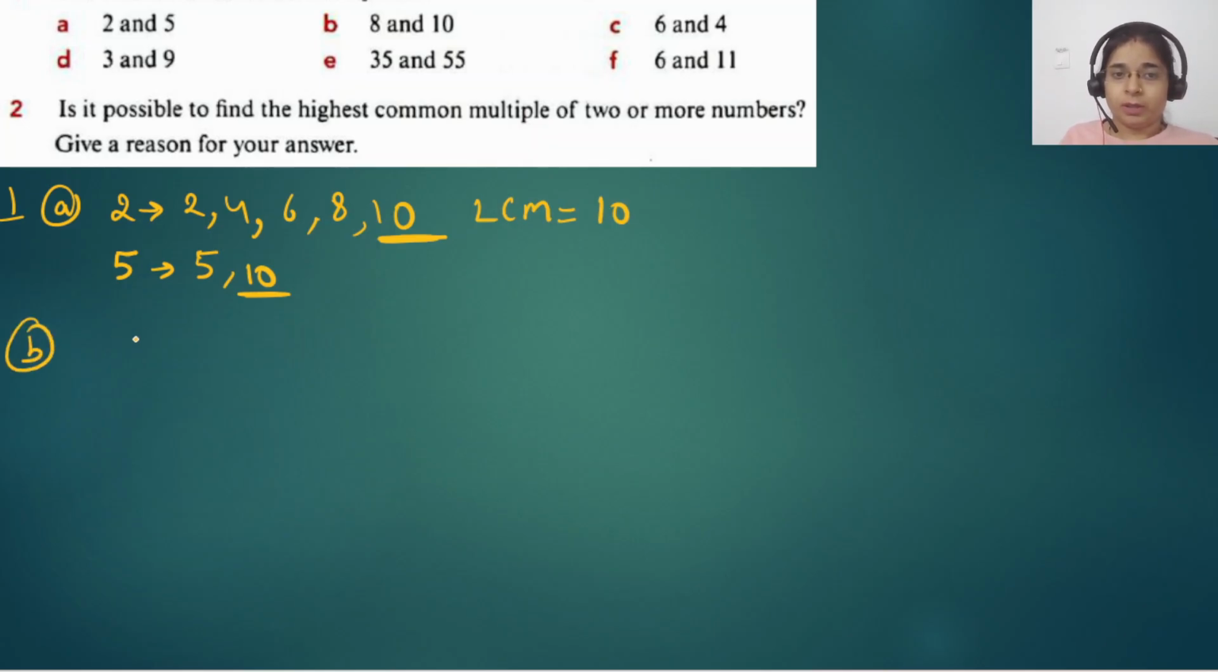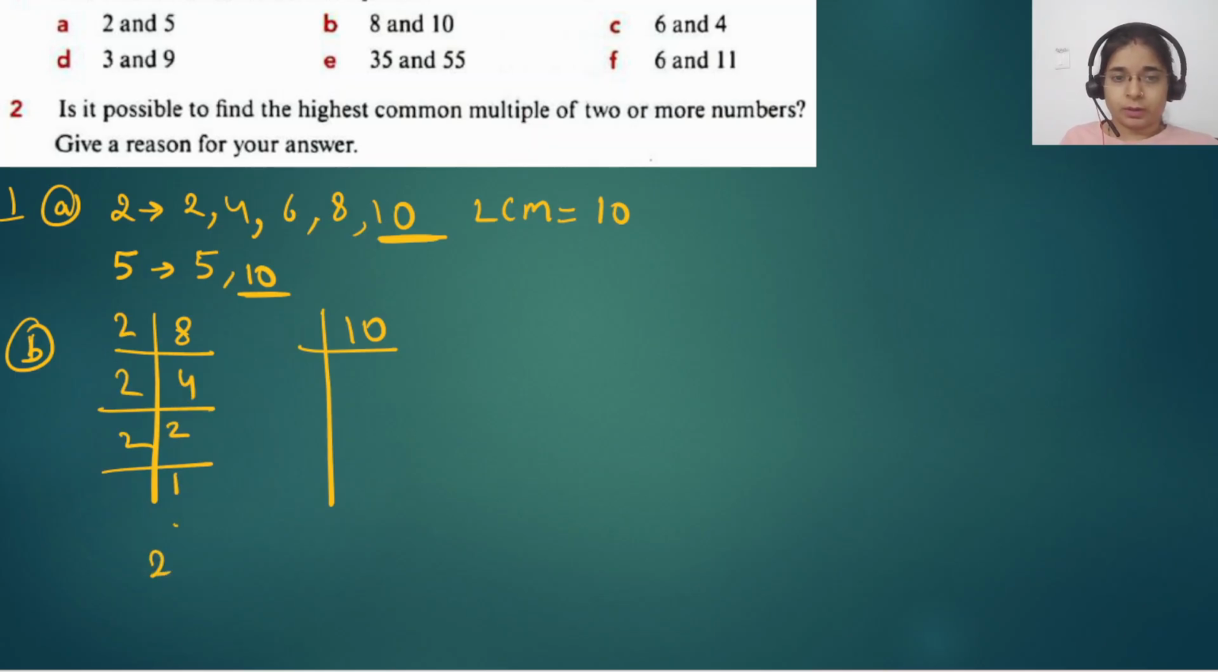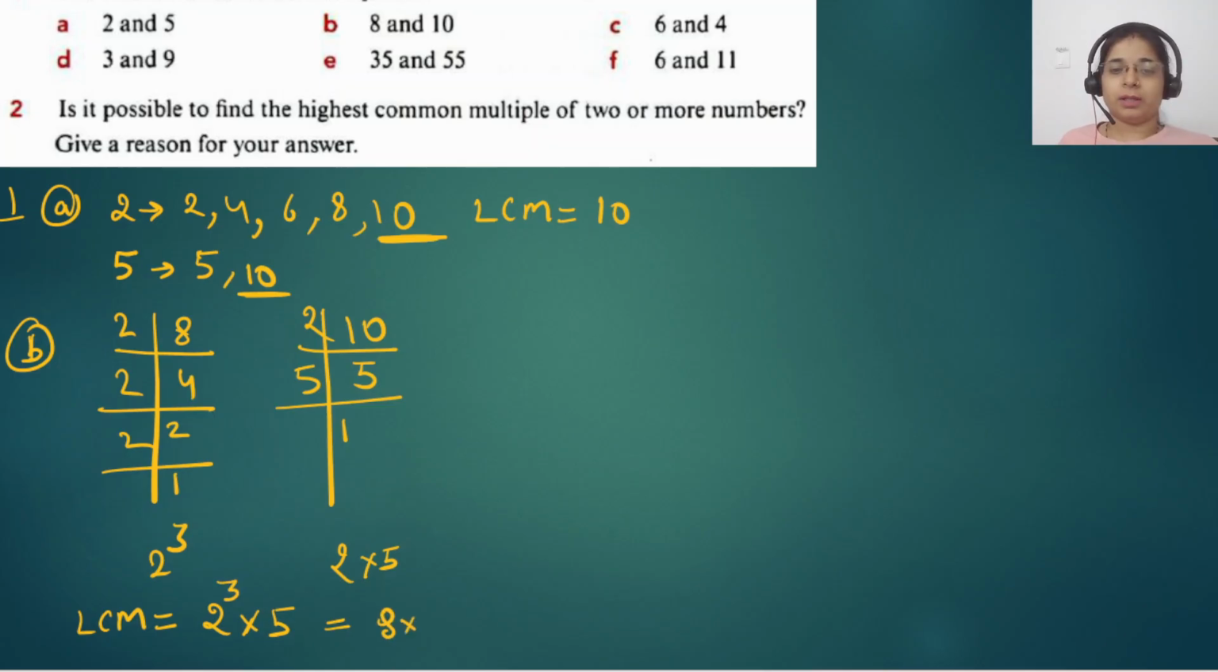Okay. Now move to B. Now I'm going to do it with the prime factorization method. I'll do the prime factorization of 8 and then 10. 2 fours are 8, 2 twos are 4, so that is 2 to the power 3, and this is 2 fives are 10, and 5 ones are 5, so that is 2 times 5. So for the LCM of this one, we take each prime factor with its highest power, so that is 8 times 5, which is 40. So the LCM of 8 and 10 is 40 here.